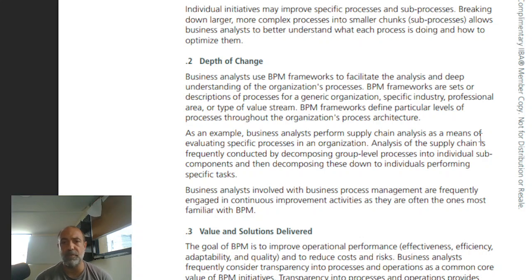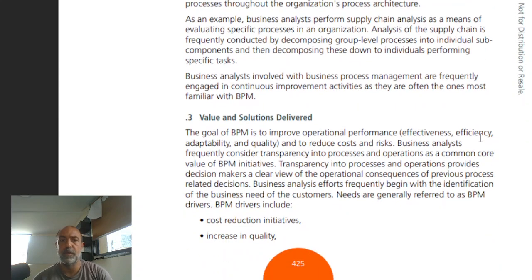Analysis of the supply chain is frequently conducted by decomposing group-level processes into individual subcomponents, and then decomposing these down to individual performing specific tasks. Business analysts involved with business process management are frequently engaged in continuous improvement activities, as they are often the ones most familiar with BPM. Again, business analysts are normally just there watching how things are being done, documenting them, and then going to the people doing it and saying, hey, this is how you've been doing things, so let's try to do it this way or that way.